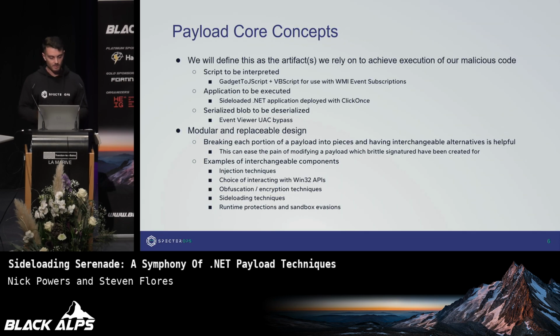So defining some core concepts, what payload is going to mean to us for this presentation is just what we're executing on a machine in the context of initial access, seeded access, persistence, things of that nature. So this could be a script that's interpreted. An example would be combining the project gadget to JScript with VBScript execution to abuse WMI event subscriptions. Just simple application to be executed. So this could be part of a click once deployment, things of that nature, or deserialization of a serialized blob. So kind of recent, an event viewer related UAC bypass would be relevant to .NET deserialization.